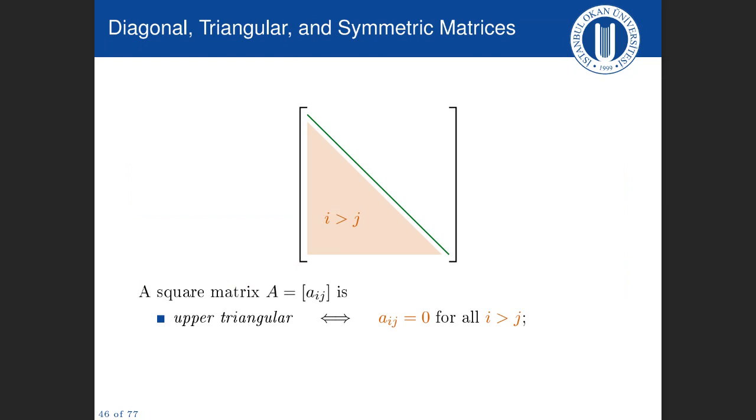Upper triangular means we have zeros below the main diagonal. So in other words, we have each entry a_ij is 0 whenever i is strictly greater than j. And for a lower triangular matrix, we need to have zeros above the main diagonal. So we need to have a_ij is 0 for all i strictly less than j.